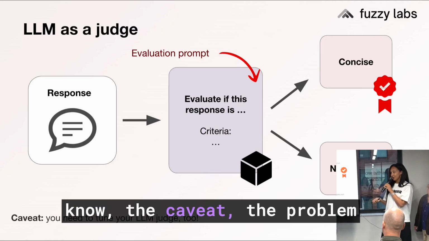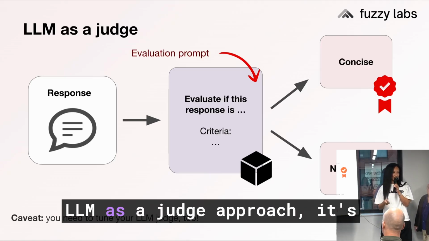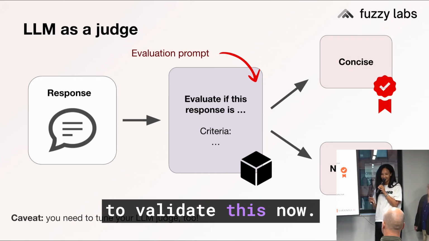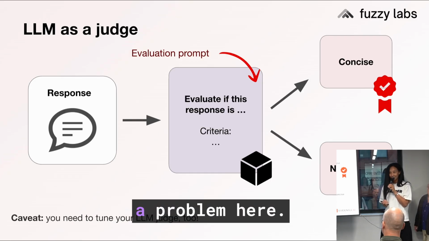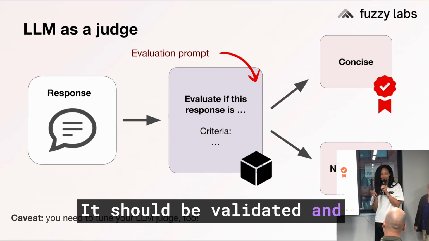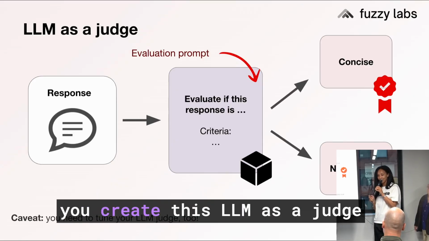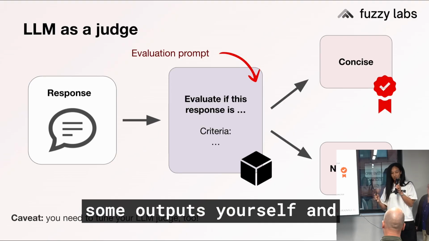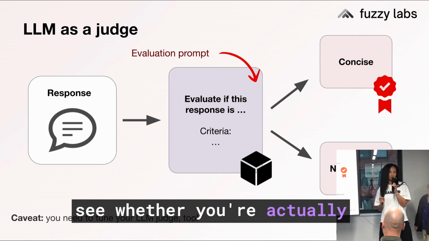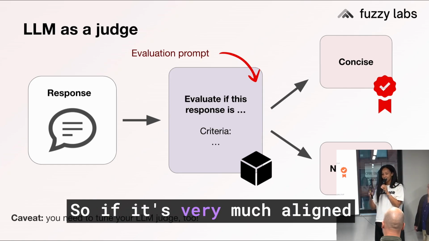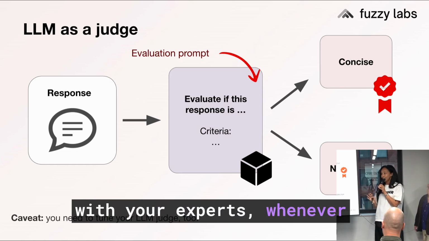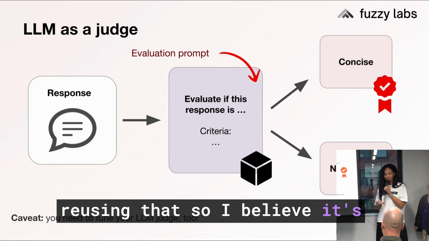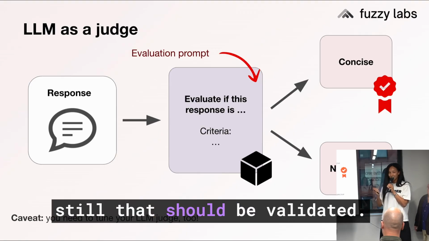The caveat, the problem, is that whenever we create an LLM-as-a-judge approach, it's, again, an LLM-based application, right? So we need to validate this now, and it's definitely a problem here. It should be validated. Whenever you create this approach, it's good to read some outputs yourself and see whether you're actually happy with the evaluation, whether it's very much aligned with your experts. Whenever it's aligned, you can save the criteria and continue reusing it. I believe it's a really good investment, but still, it should be validated.